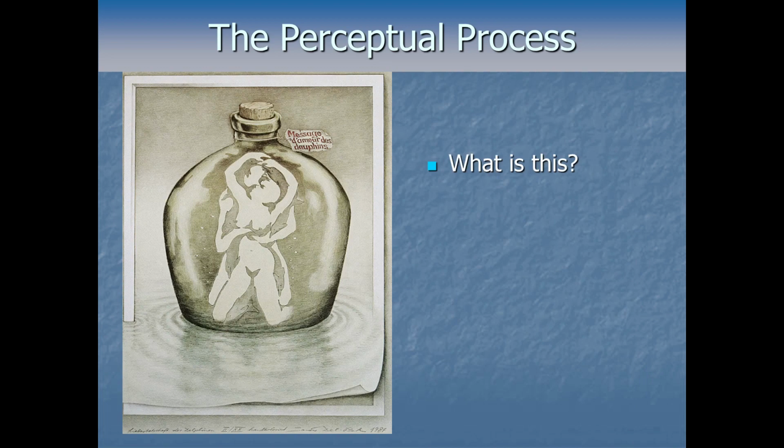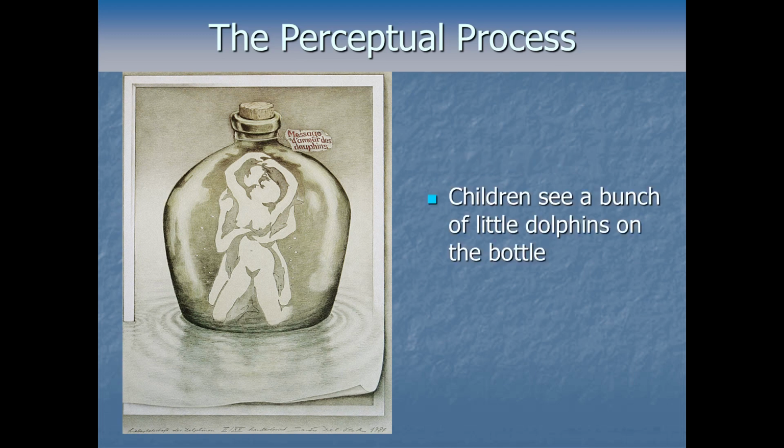This is a famous piece of artwork by the Swiss artist Sandro Del Prete, who painted this. And I might ask, what do you see when you look at this? And the answers are pretty interesting. When people look at this, they'll often say something like, oh, I see maybe a man and a woman. If you show it to little kids, they will not necessarily see the man and the woman. In fact, children, when they look at this, see a bunch of little dolphins on the bottle. And maybe that's what you saw, right?